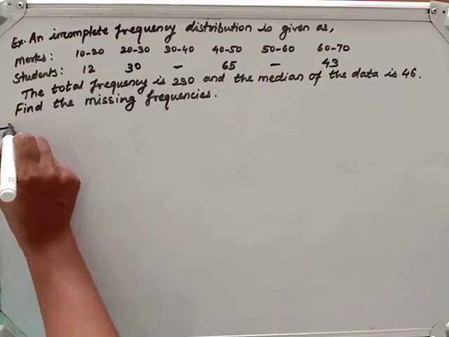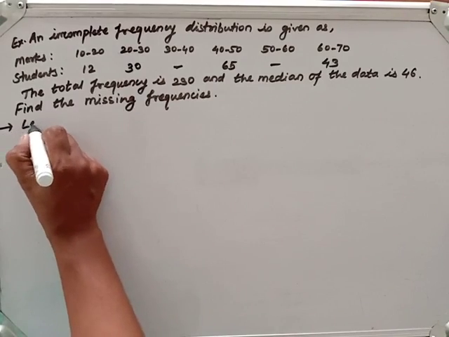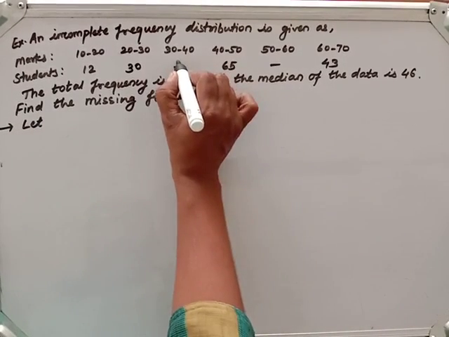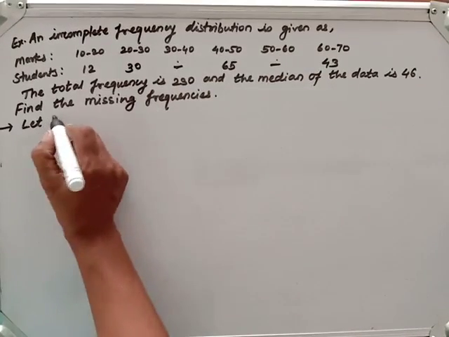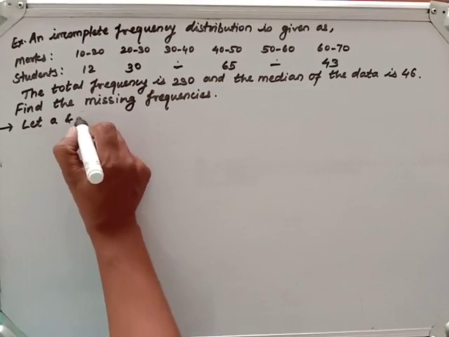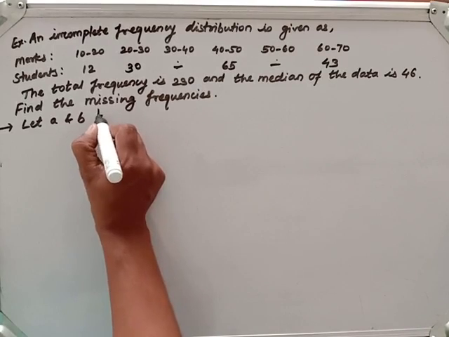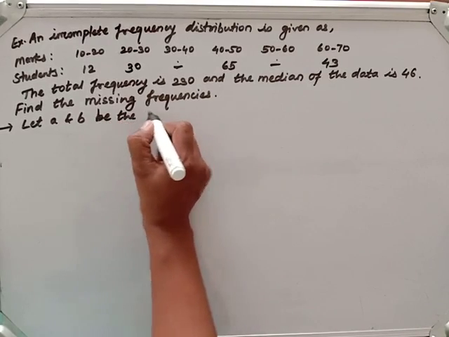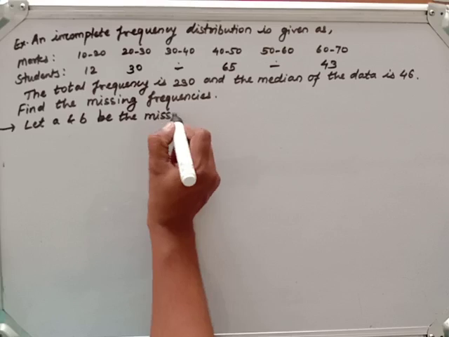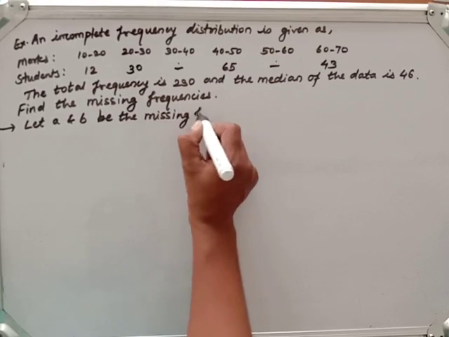So let us go for the answer. Now let me assume, let this frequency be small a and this be small b. Let me assume that a and b be the missing frequencies.